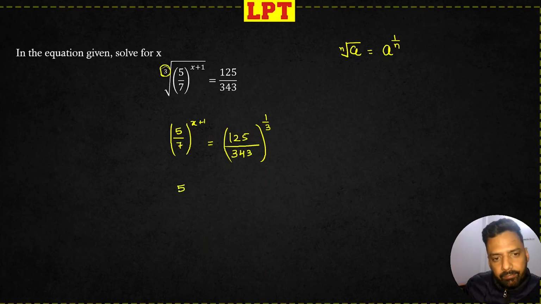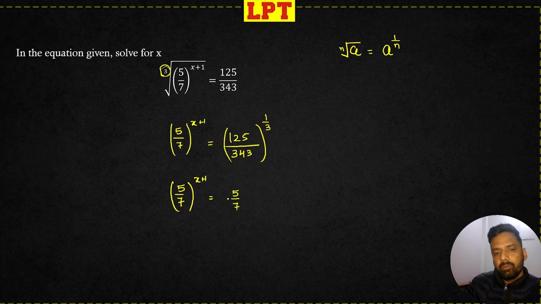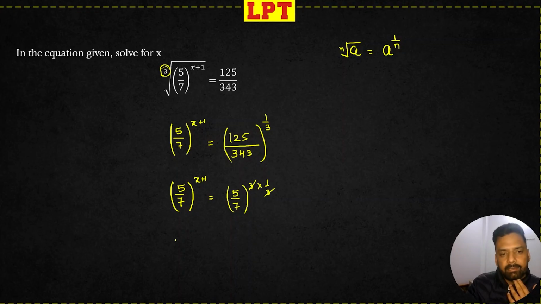Now see 5 by 7 whole to the power x plus 1 and 125. 125 is 5 cube, 343 is 7 cube. Can I write it as 5 by 7 to the power 3 into 1 by 3. Okay? 3 and 3 will be cancelled. So here I have 5 by 7 to the power x plus 1 is equal to 5 by 7 to the power 1. ठीक है, कुछ नहीं है तो we can assume 1.